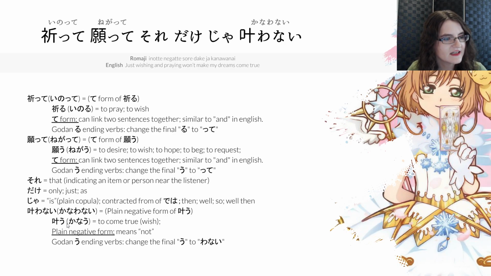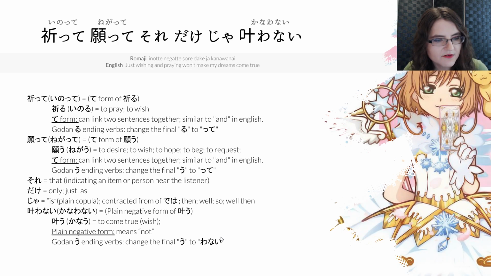So to make this godan u ending verb negative, that u changes to wa. This is special. If it wasn't a u, if it was a do or something else, that u would change to its a-based form, but because this is u, special, that u changes to wa, just so it sounds a little bit better. That happens in a couple different conjugations, including this one.